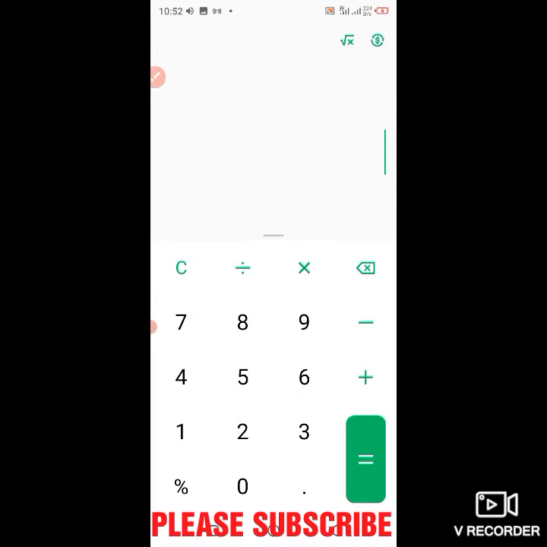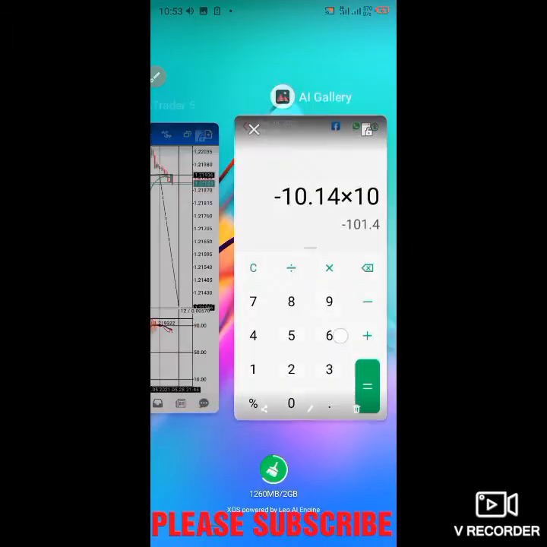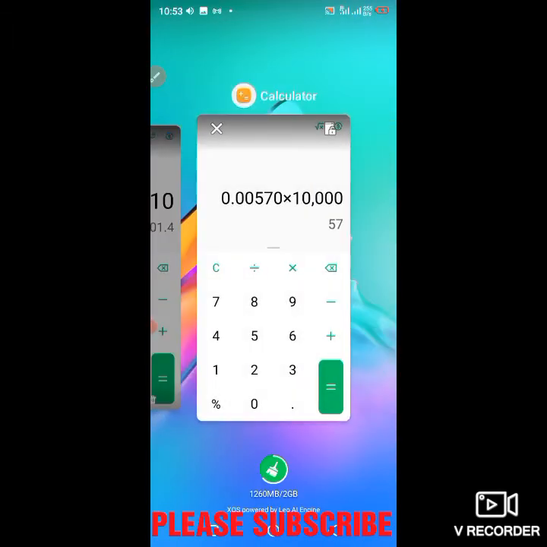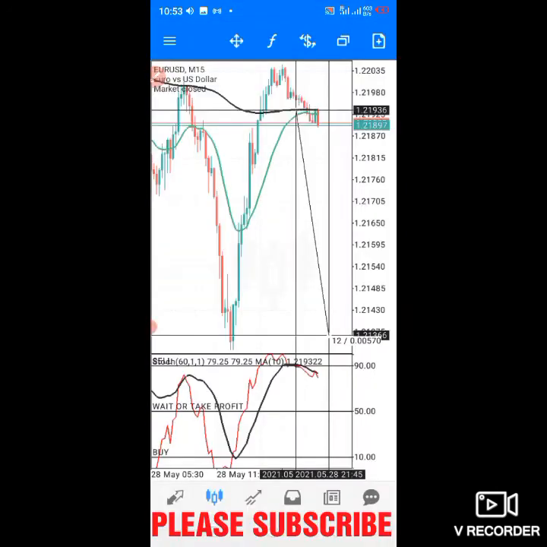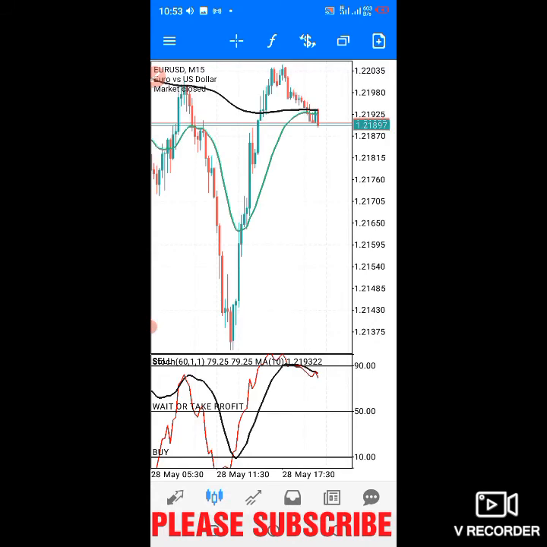So let's get started with what I'm saying. This is 0.00570. If I'm right, you are going to multiply this by 10,000. So this is 57 pips. This will help you to manage your money, like in setting your take profit and your stop loss.